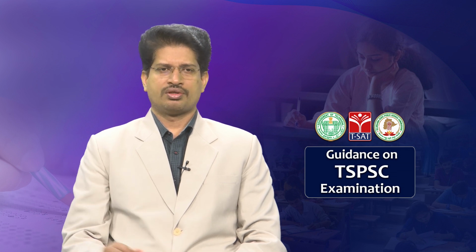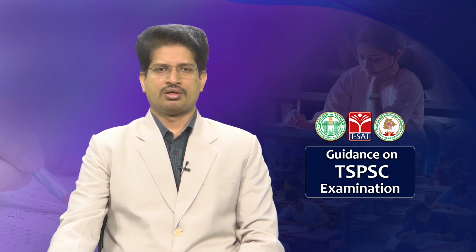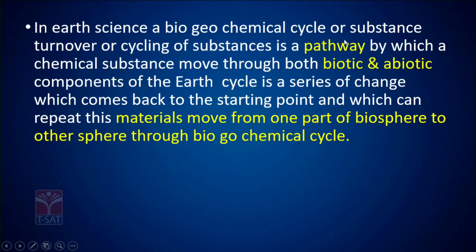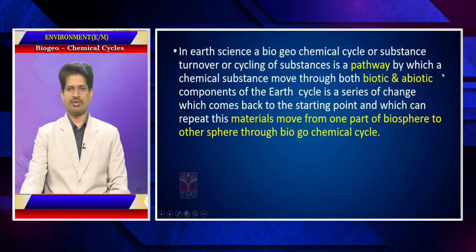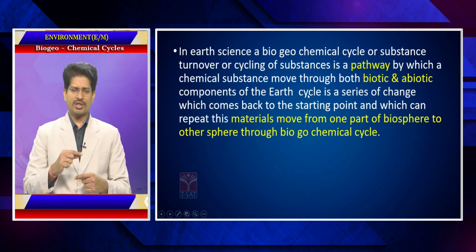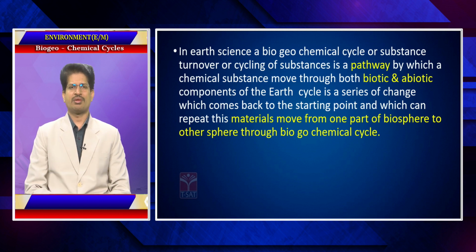A biogeochemical cycle, or substances turnover or cycling of substances, is a pathway by which a chemical substance moves through both biotic and abiotic components of the earth. So the movement of matter happens through biotic and abiotic cycles.